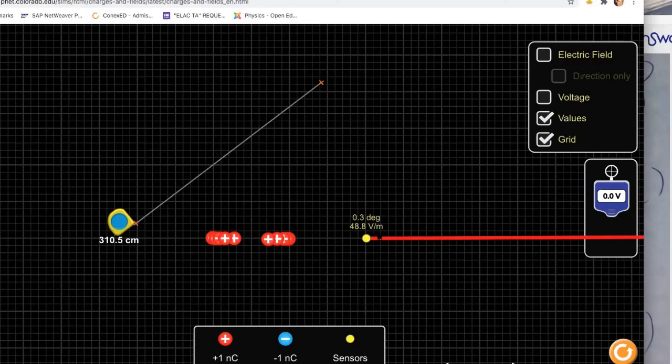Okay, then when we come back from our break, we'll do the electric field in the middle. See how that changes.